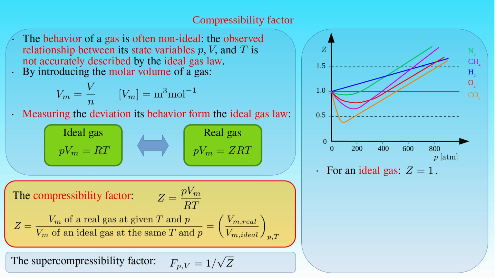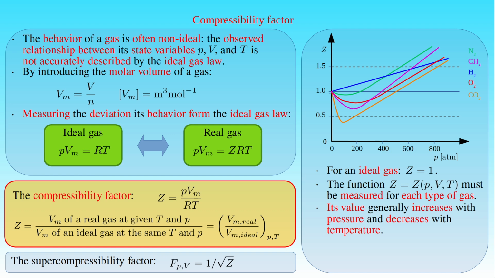The very different curves for the deviation factor seen in the diagram also indicate that Z as a function of pressure, density or volume, and temperature must be measured for each type of gas, since it is not a universal function for real gases. We can also see that its value generally increases with pressure and, as we will see, decreases with temperature.